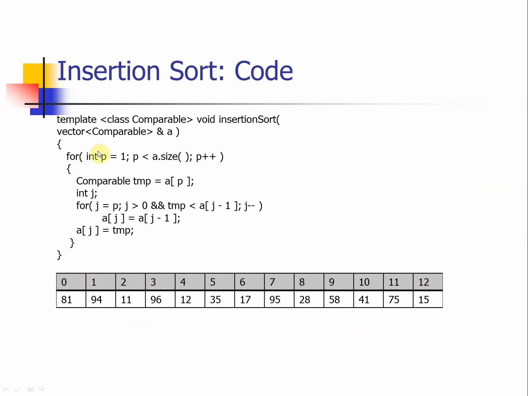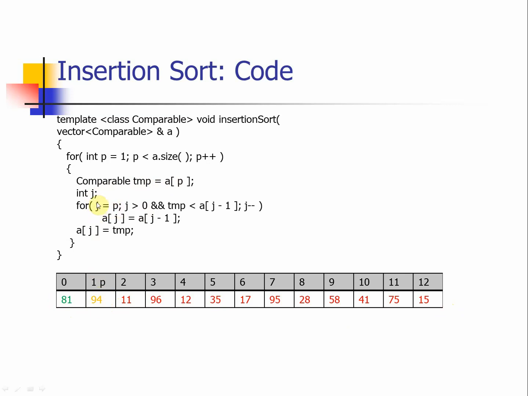Like I mentioned, when p is equal to 1, if we try to trace the code from the beginning, p equals 1, which is indicated here as the yellow item, the left side is the green item, and the rest of it is the unsorted portion. So what it's trying to do is create a temp equal to a of p, which right now is 94.